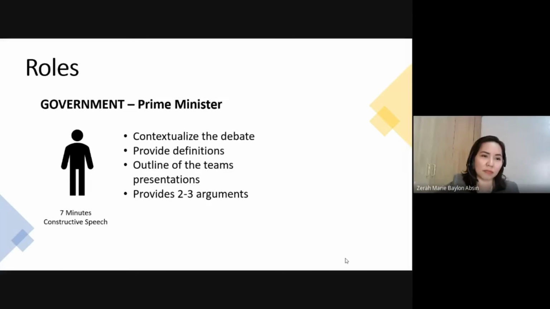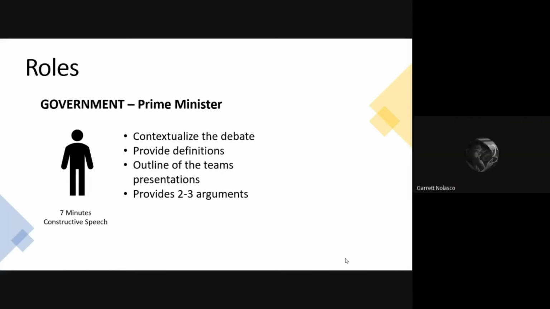Third, the outline of the team's presentation. It's the responsibility of the prime minister, or the first speaker, to state early on what are the arguments that the government side will present and who will be presenting them. It sort of gives the judges and the audience a map to follow where your arguments are leading.